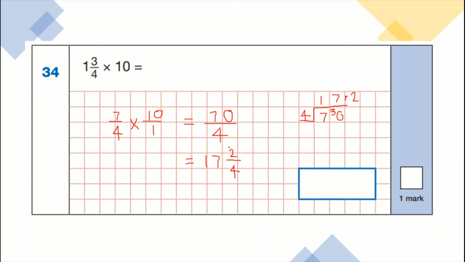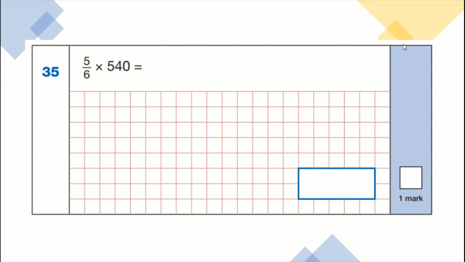Now we can simplify this fraction down even more. So if we divide the top number and the bottom number by 2, we would get 17 and 1/2. Now we can't divide this or simplify it anymore, so this would be our answer. This is our last question of the day.